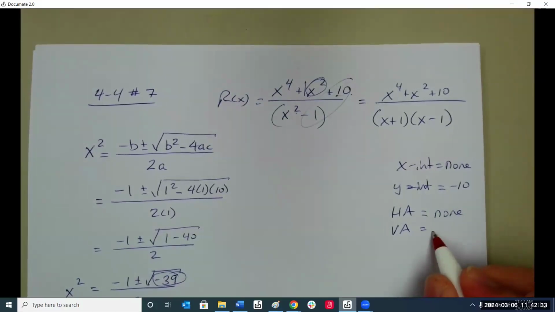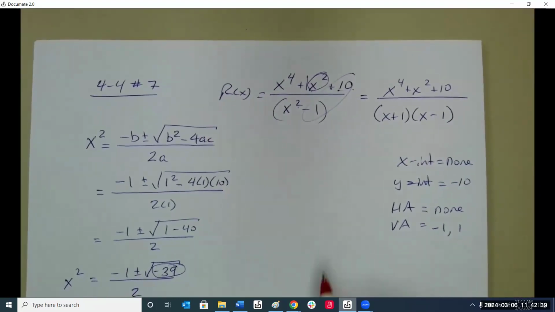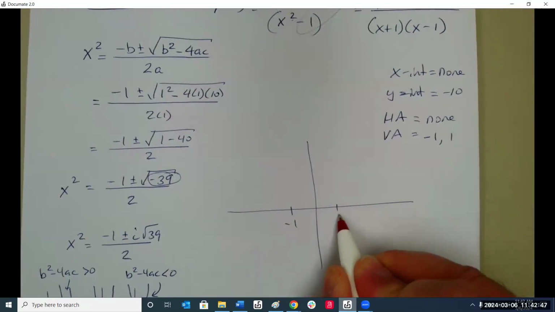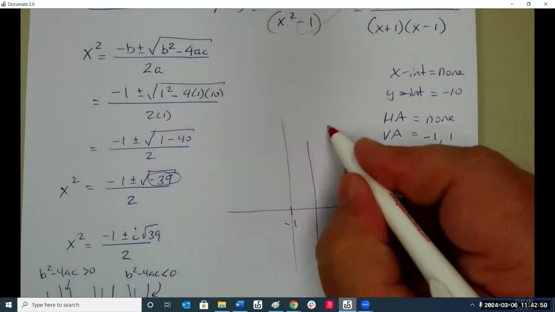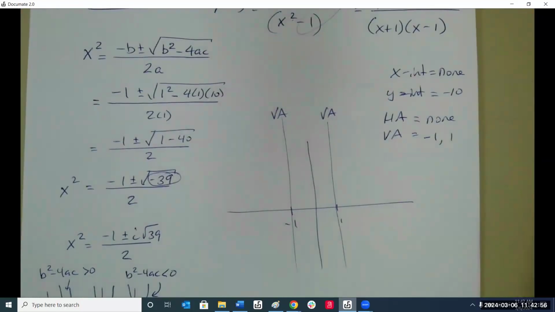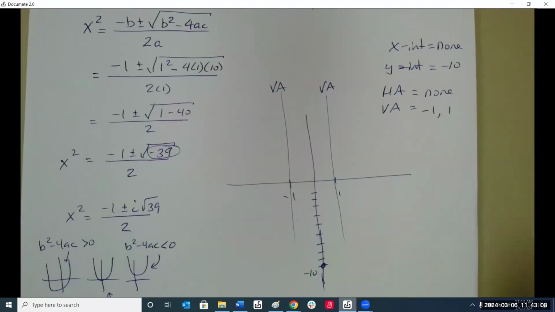Vertical asymptote. We finally have numbers. So our vertical asymptotes are at negative 1 and 1. No horizontal asymptote. The y-intercept is at negative 10. So 10. We have no x-intercepts.